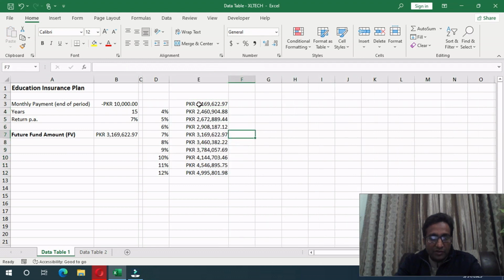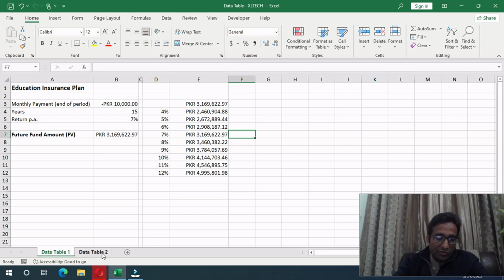See this? We have various results or outcomes, so we can figure out that on the basis of different rates of return we can achieve a certain amount at the end of 15 years. So the years are not changed, they are constant, but the rates of return are changing. This is a kind of table where we are changing one input value. Now let's see if we change more than one input value.